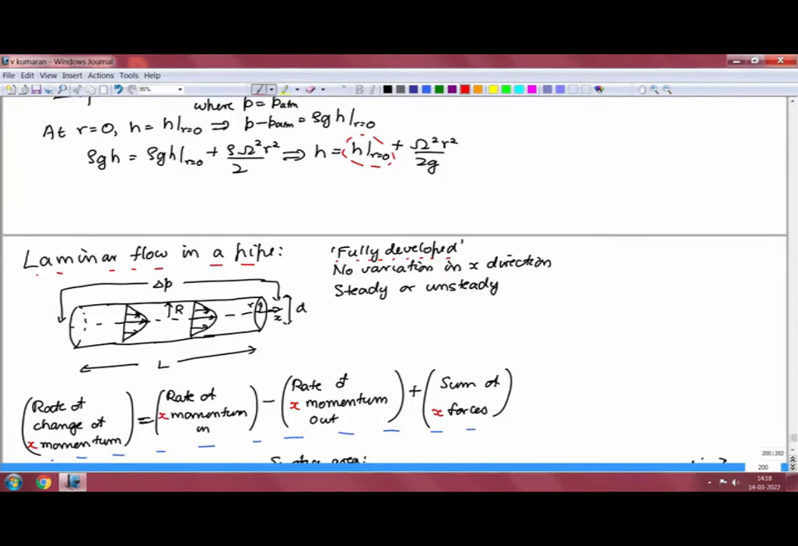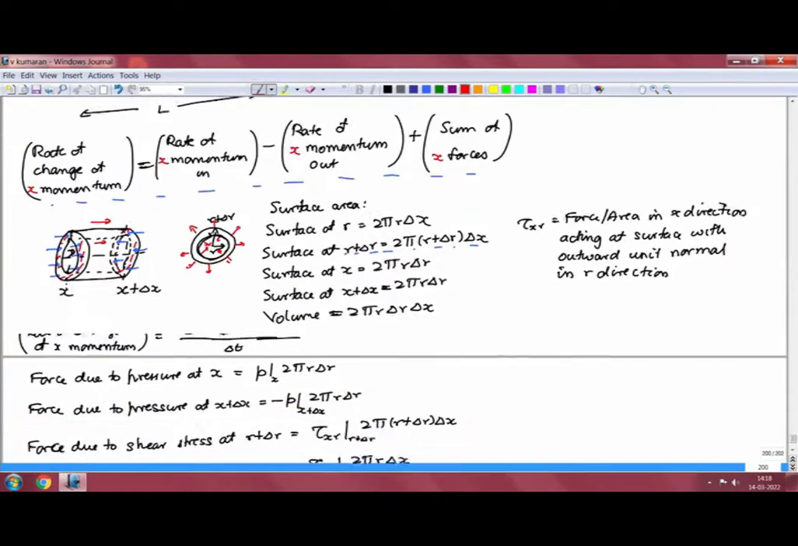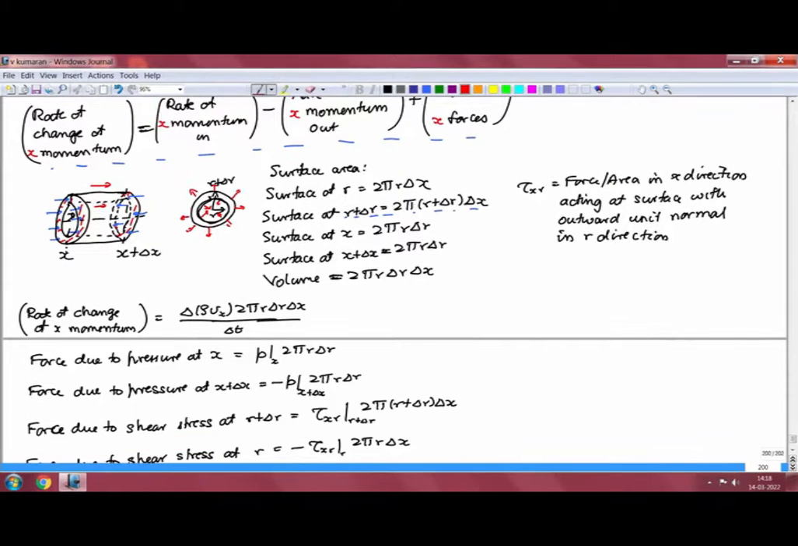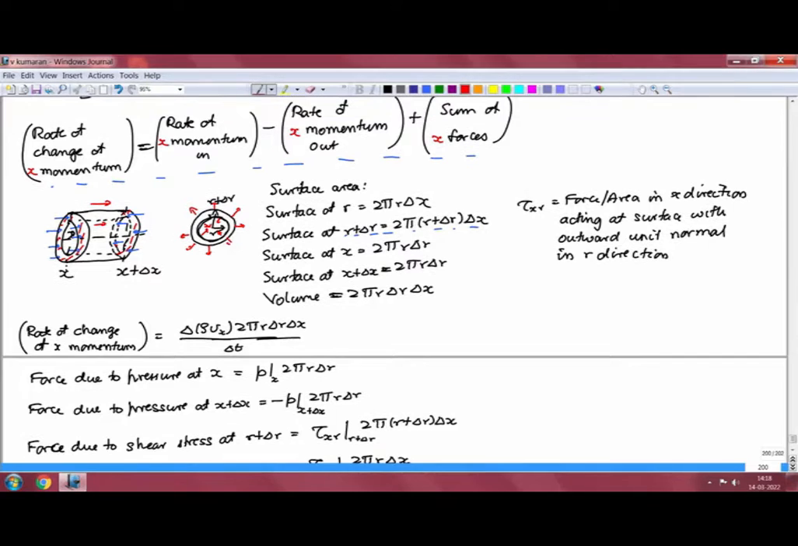So, it could be a time dependent flow, and the balance equation that we were solving was the rate of change of momentum is equal to the rate of momentum in minus the rate of momentum out plus the sum of forces, all of them in the x direction. Note that momentum is a vector, and therefore, we are considering the x component of the momentum along the axis of the pipe.